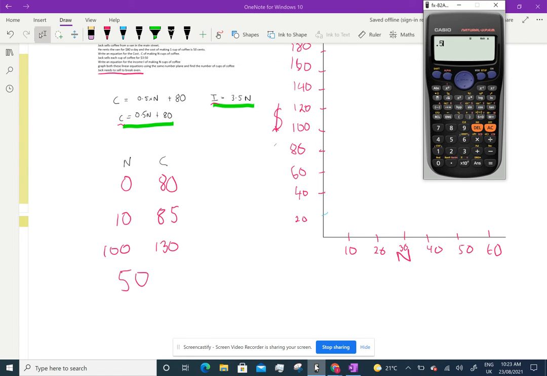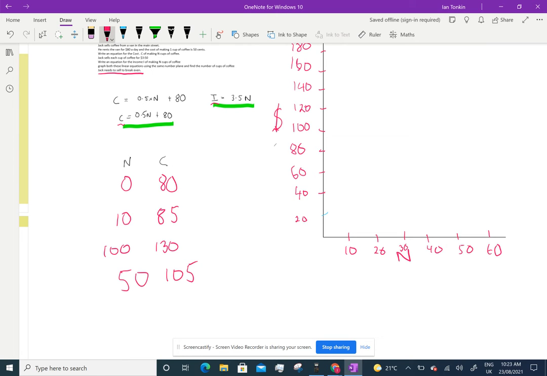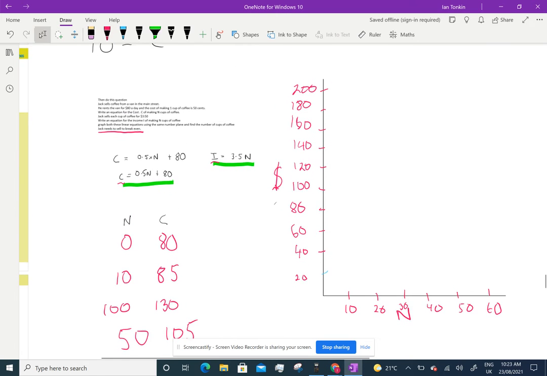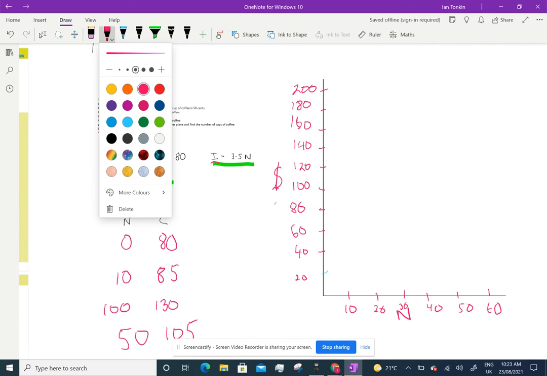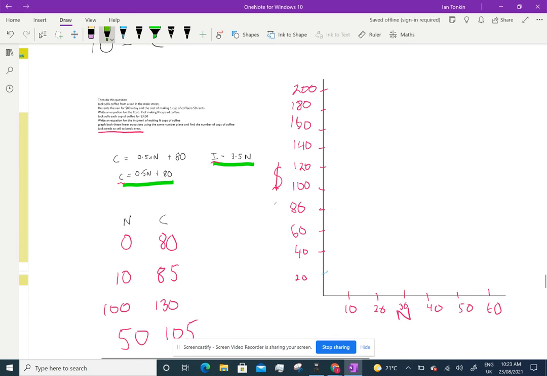0.5 times 50 plus 80. That's 105. And now I'm going to plot them. So, I'm going to do this one. What colour will I do it in? Let's go green. The costs are green.